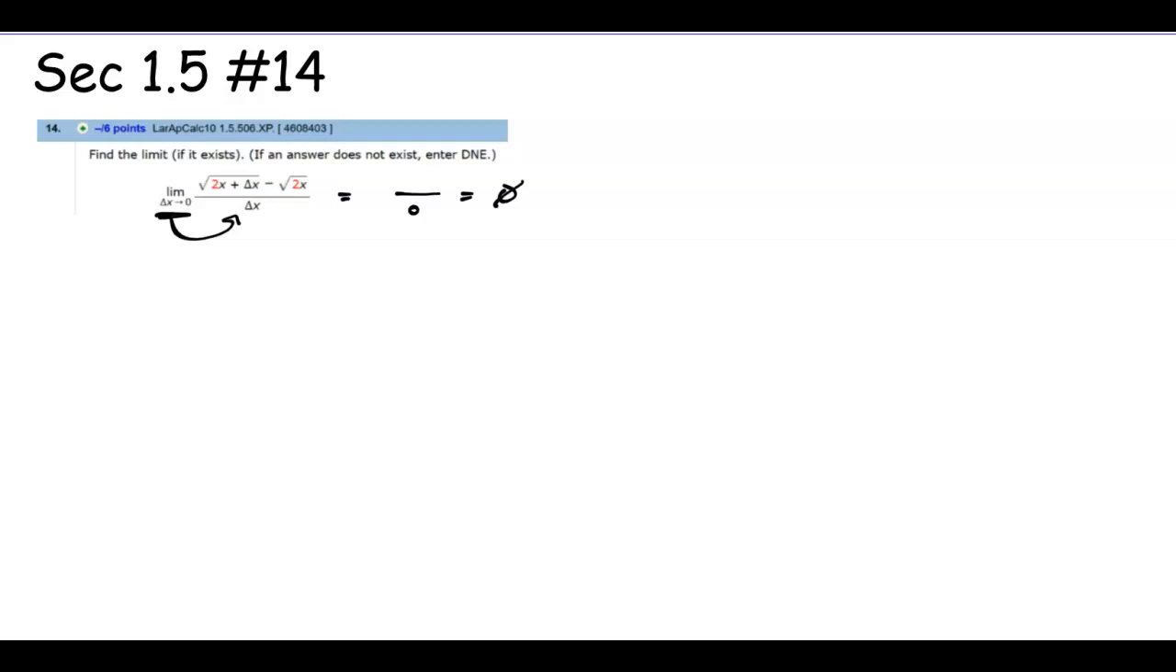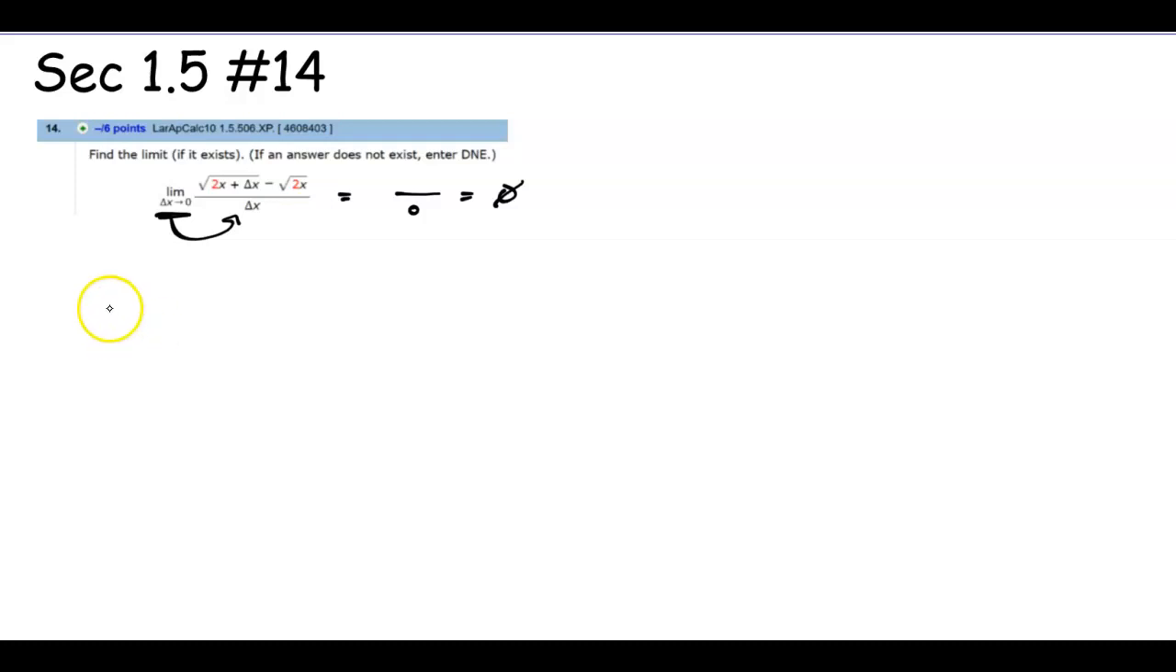Besides direct substitution, we could try factoring. That's always the second thing I would try, but I don't know how to factor this thing. And then the third thing that I would try is the conjugate, multiplying top and bottom by the conjugate of the numerator. Now in Algebra 2, we would always rationalize the denominator, but in calculus, sometimes it's really helpful to rationalize the numerator. Let me show you what I mean.